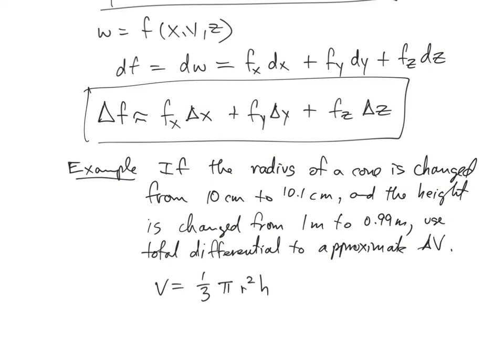Okay, well, we're going to use this total differential here to approximate the true change in the volume. So we need the partial derivative of the volume with respect to r and with respect to h, and we need the changes delta r and delta h. So let's find delta r and delta h. Well, delta r is a positive change of 0.1 centimeters, right?